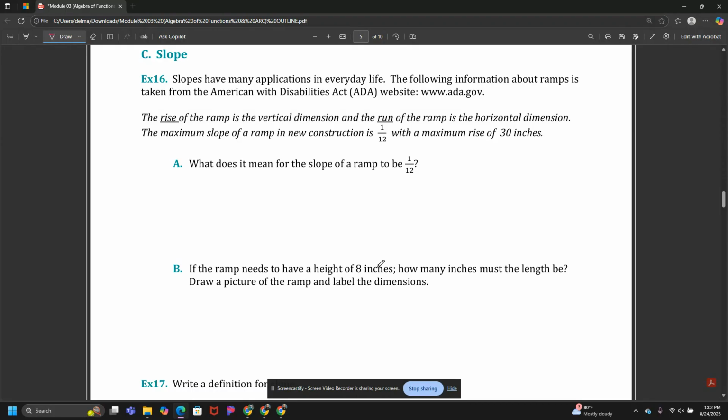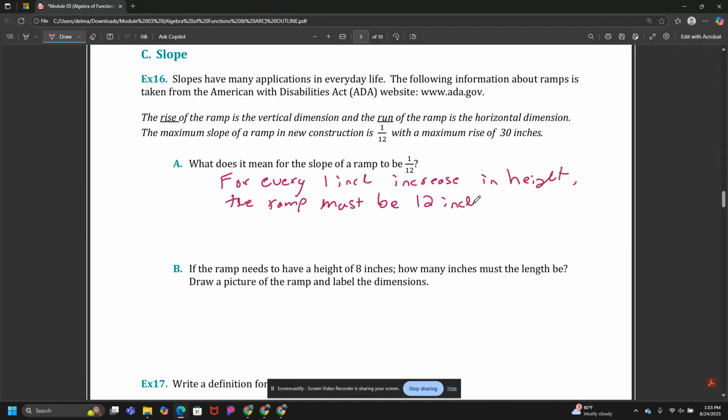What does it mean for the slope of the ramp to be 1/12? It means that for every 1 inch increase in the height, the ramp must be 12 inches in length.